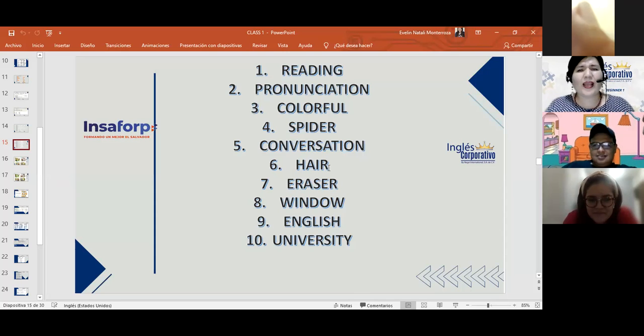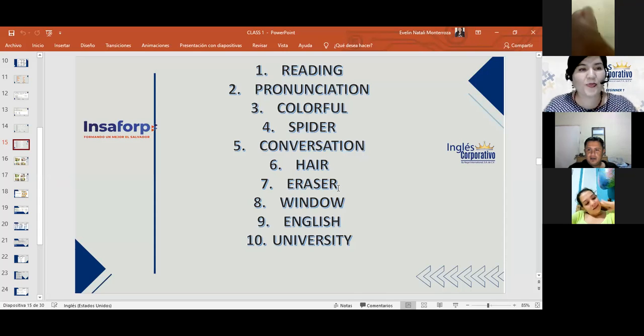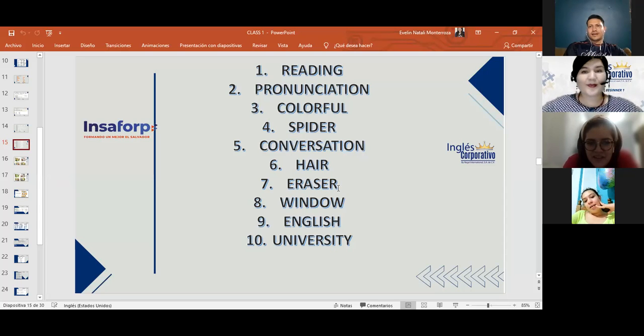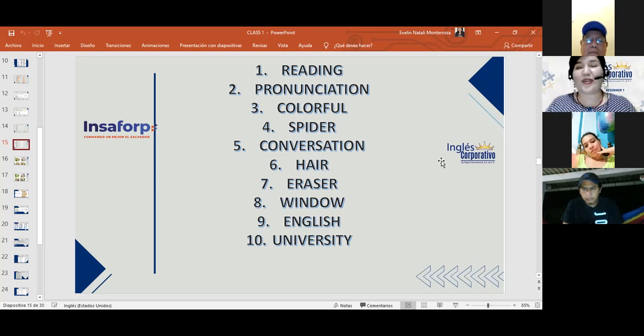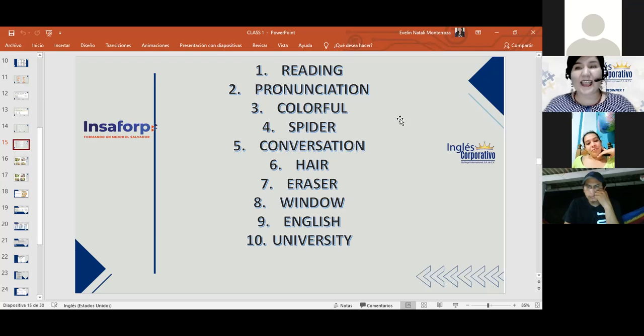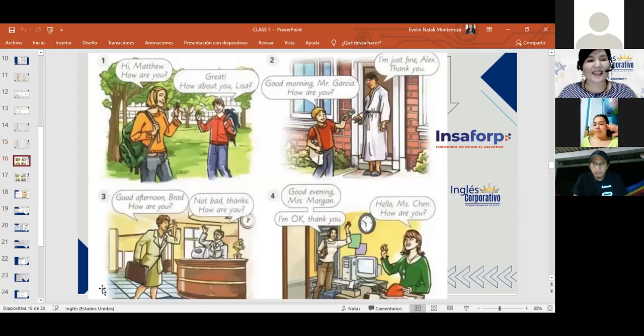Students, how do you spell eraser? E-R-A-S-E-R. How do you spell English? E-N-G-L-I-S-H. Okay, so this is the exercise that we are going to do on Thursday. Okay, I need you to practice them, because I am going to ask you the different questions. So let's move on to the next part of the topic, and we're going to go here.